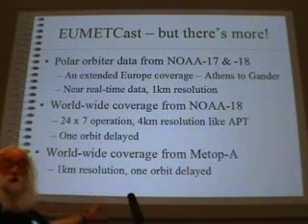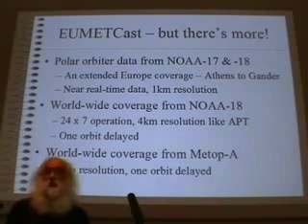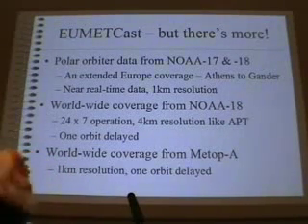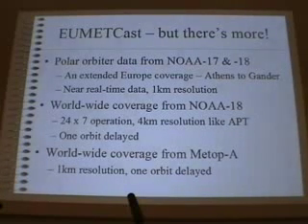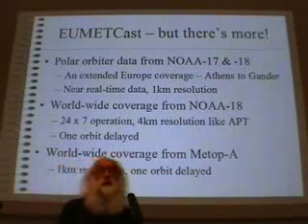Polar orbiter, there's even more on EUMETCAST, not just geostationary. Oh no. We've got polar orbiter data there as well. Essentially 3 ways of getting polar orbiter data. One is from NOAA 17 and NOAA 18. What EUMETSAT have done is to set up receiving stations.